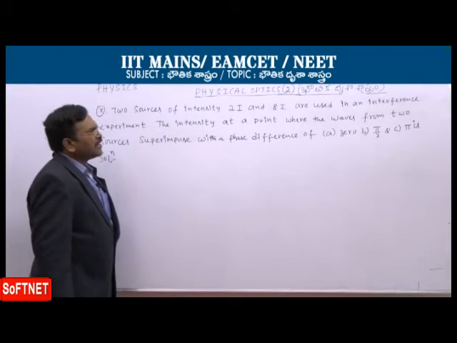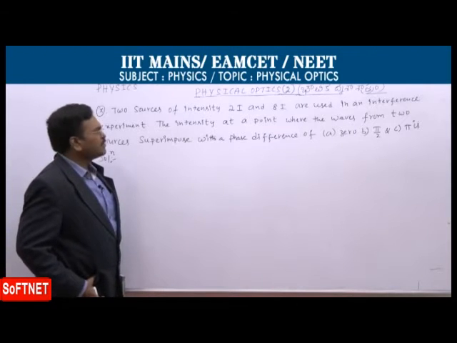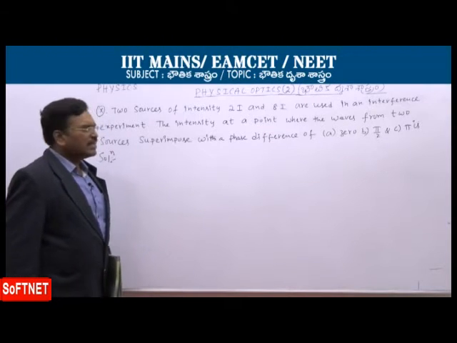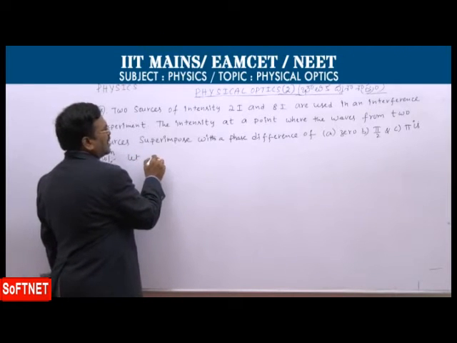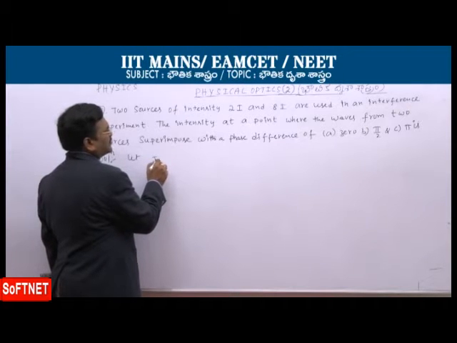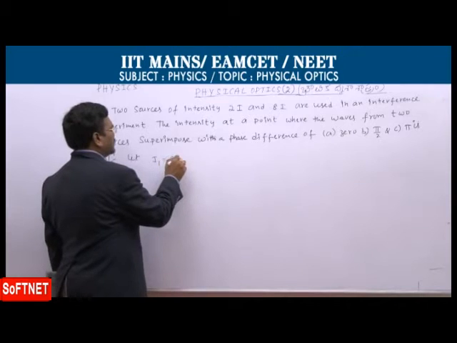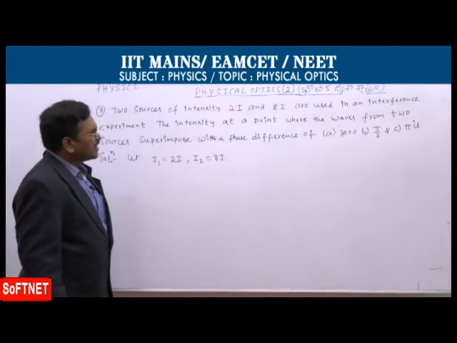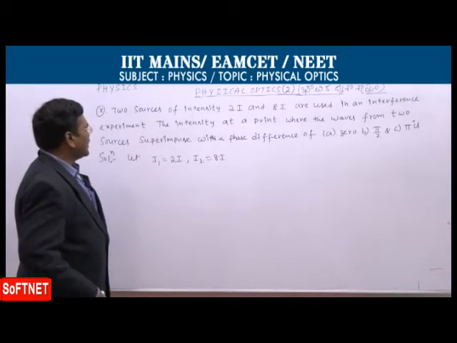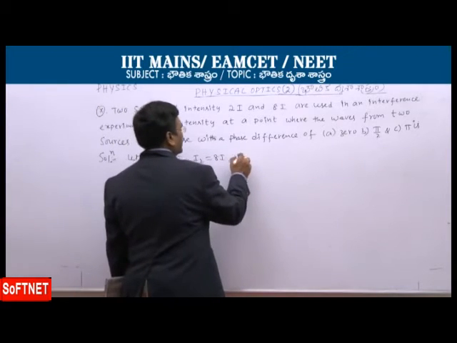Two sources of intensity 2i and 8i are used in an interference experiment. Find the intensity at a point where the waves from the two sources superimpose with a phase difference of 0, pi by 2 and pi. How do we calculate this? Let I1 be 2i and I2 be 8i. Here we want to calculate the resultant intensity in 3 cases.